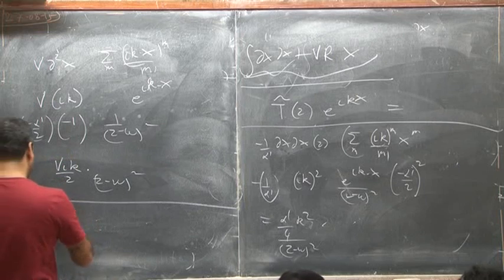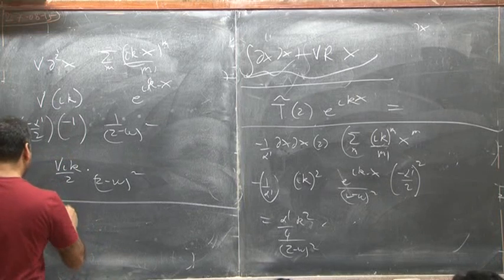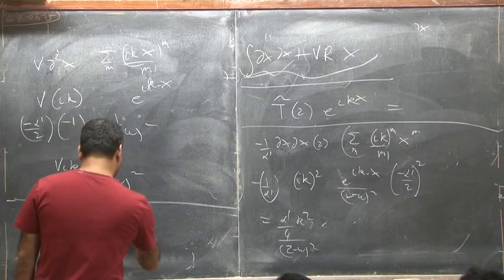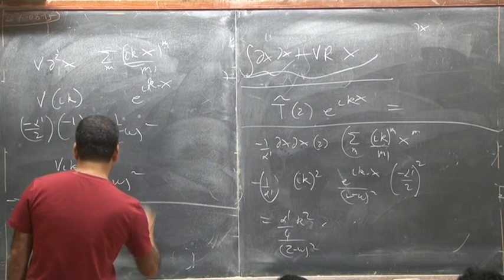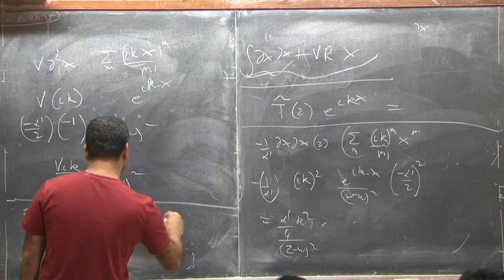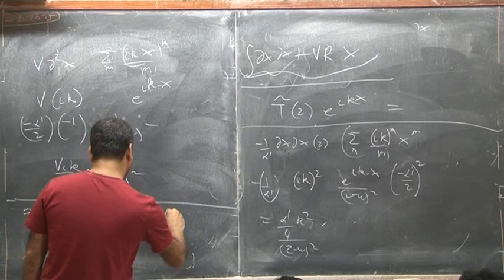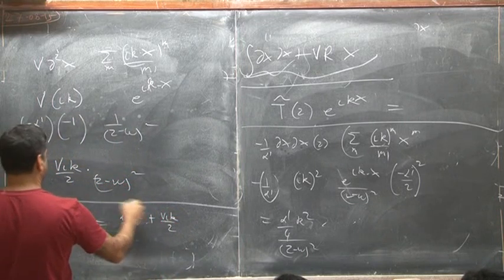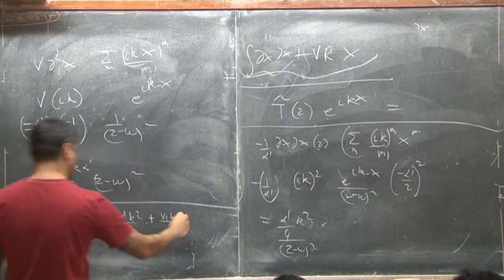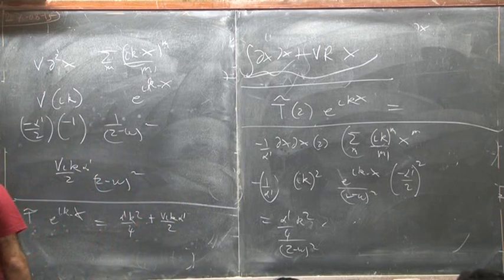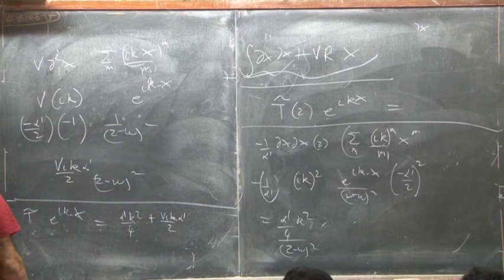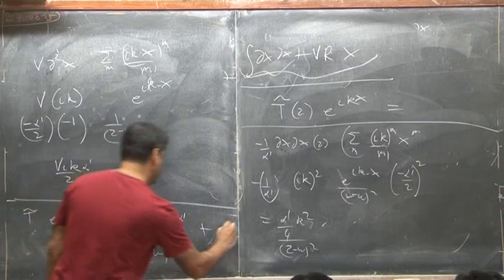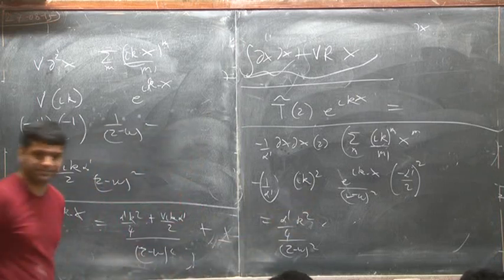So when you work it out, you find T tilde of e^(ik·x) is equal to alpha prime k squared by 4 plus V ik by 2 alpha prime, over (z minus w) squared, plus 1 over z minus w times the derivative term.